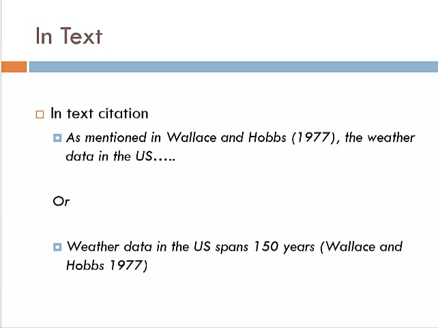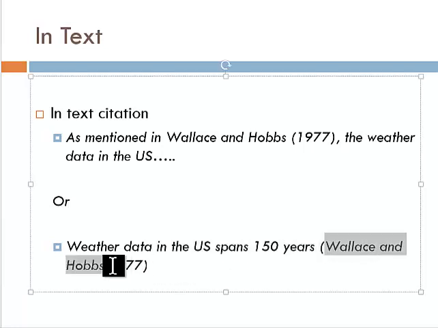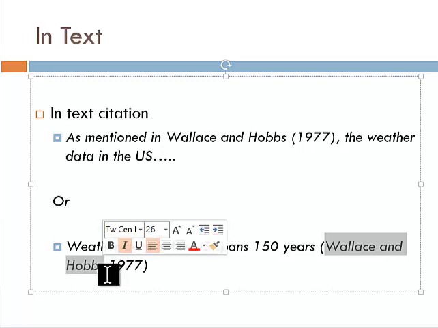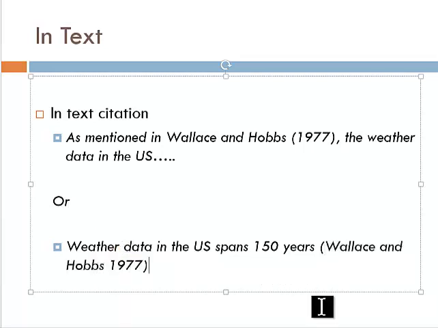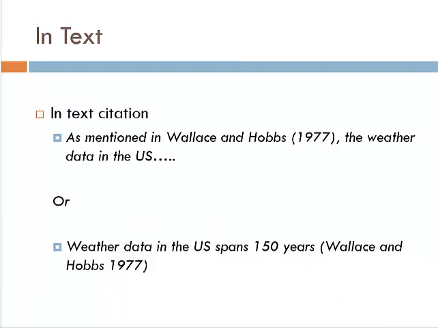One thing you will notice the difference here is that when you do an in-text citation, Wallace and Hobbs are the names of the authors, and then sometimes they'll put a comma here right before the year number. In the case of AMS, there is no need for a comma between the author's names and the year of the publication.